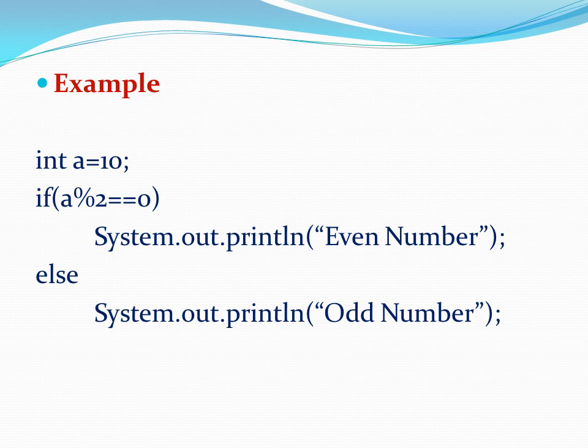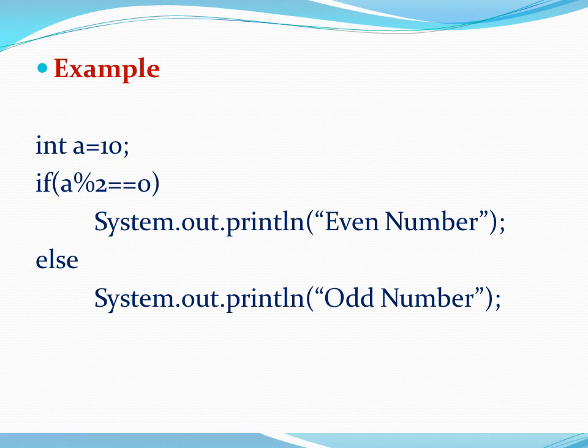If the condition is true, then statement 1 will be executed. That is even number will be displayed in the screen. If we give a equal to 11, we'll get the remainder value as 1. So the condition is false. So then else statement will be executed. That is odd number will be displayed in the screen.